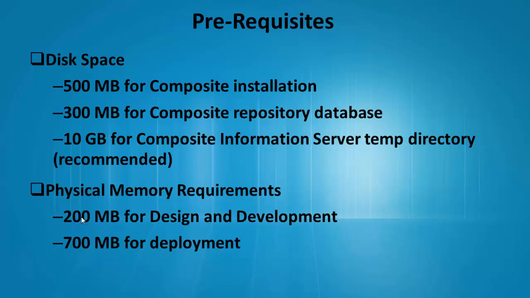The location of the temp directory can be changed and directed to use a mounted partition via the configuration setting of the Composite Information Server. For running Composite Information Server, these are the physical memory requirements. You would need 200 MB for design and development and 700 MB for deployment. Additional physical memory is required to run other applications.